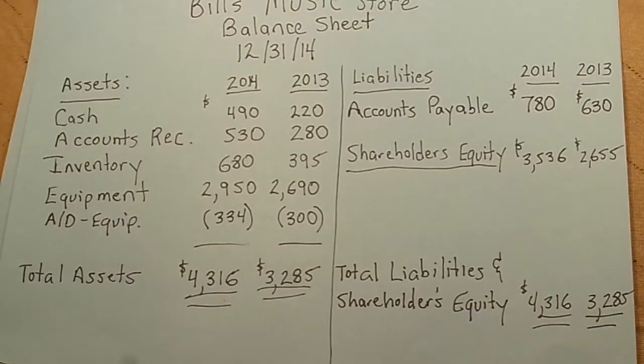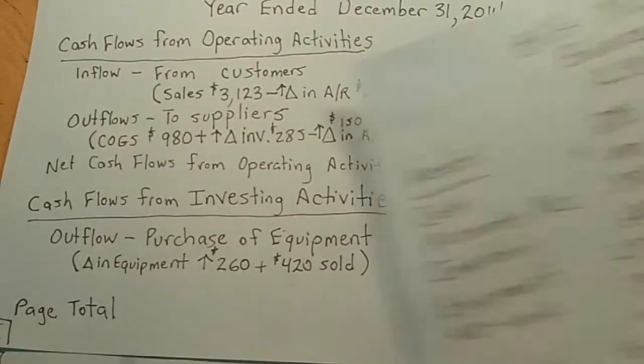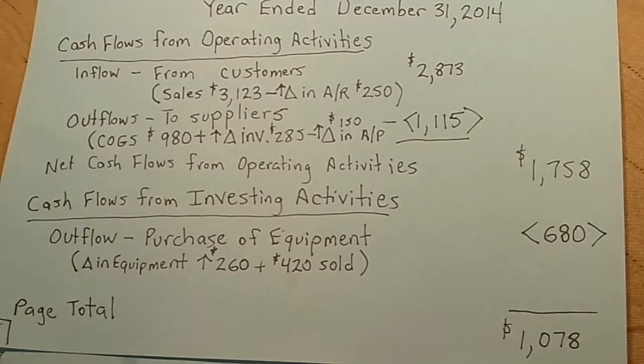And remember that accounts receivable represents sales that haven't been paid in cash yet. So we're going to subtract the $250 increase. When we do that, we take the 3,123 sales but subtract the 250 increase, we come up to 2,873 cash inflow during the year.